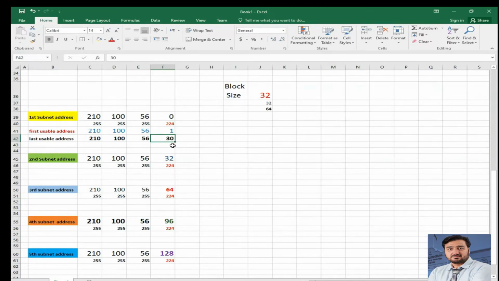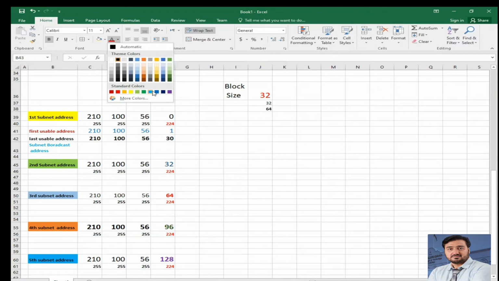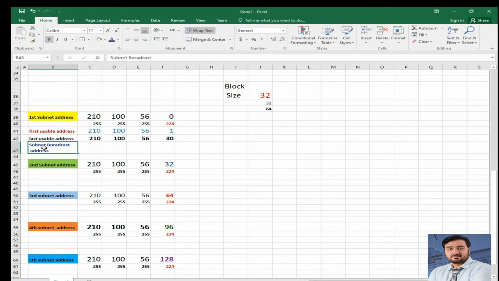Okay, why do we need to subtract? The last address in each subnet range is the subnet broadcast address. So our last address, meaning the broadcast address, is the last address in each subnet. Please try to understand: the last address in each subnet range is the subnet broadcast address.